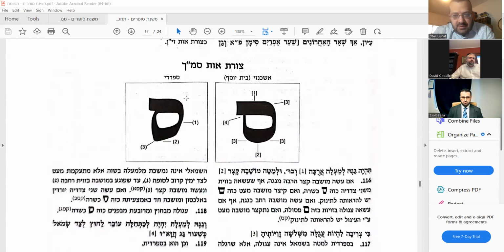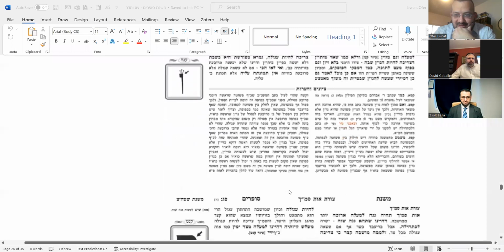Okay. Next letter we have is a samech. What is the concern with a samech? What might a samech end up looking like? Mem sofit. Mem sofit, exactly. You remember we said how are we distinguishing between a mem sofit and a samech? Anybody remember? Round and squared. Very good. The mem is supposed to be square and the samech rounded on the bottom.